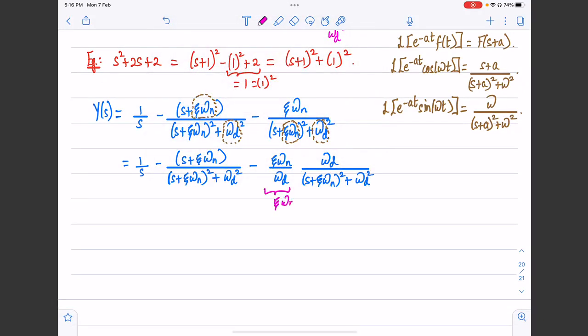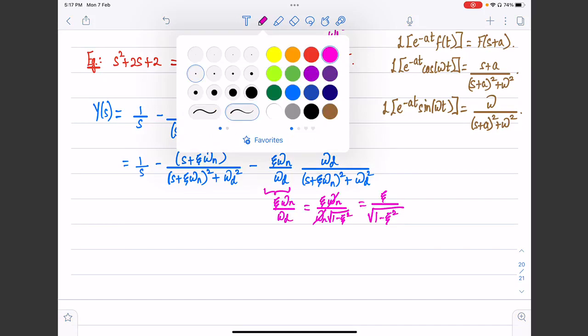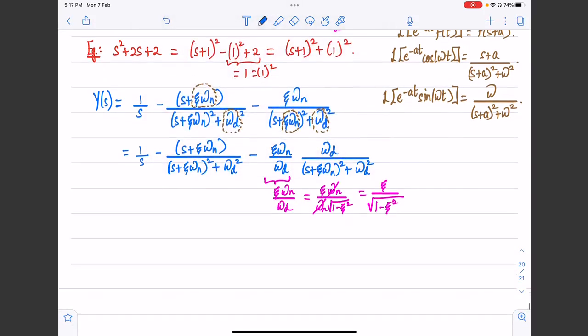If I want to simplify zeta omega n by omega d, I can do that also. Zeta omega n divided by omega d is zeta omega n divided by omega n times square root of 1 minus zeta squared. The omega n and omega n cancel off, so I will get zeta divided by square root of 1 minus zeta squared. So that's what we have. Just one more step and then we are done.